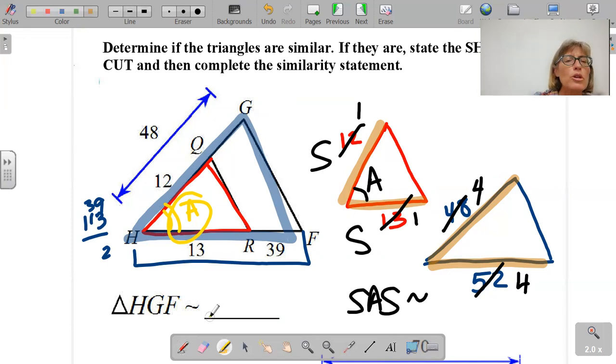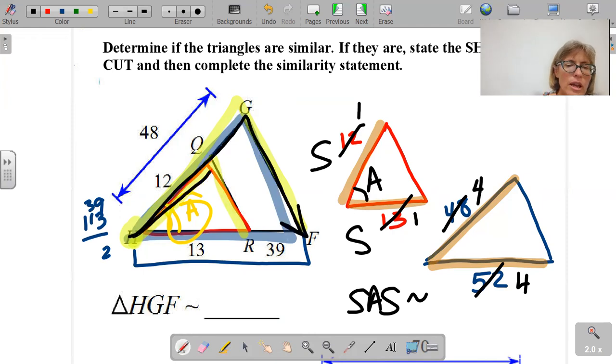Now you just have to follow the order. HGF is therefore similar to HQR. Notice the direction, HGF, HQR.